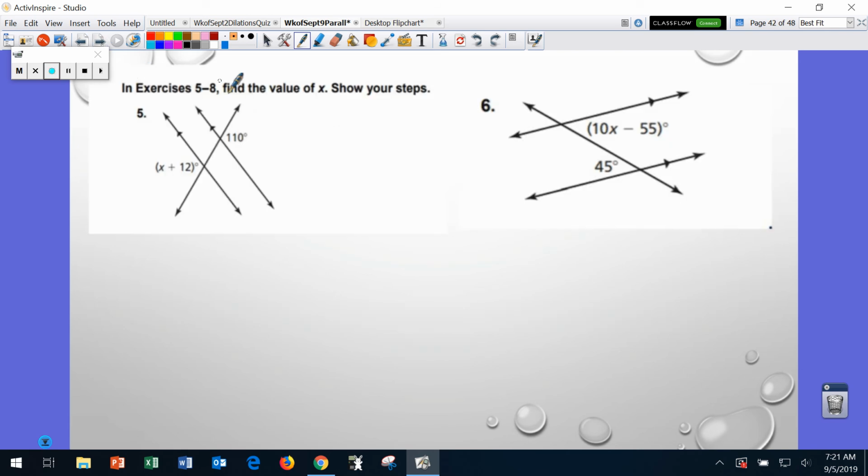All right, so it says in exercises 5 through 8, find the value of x and show your steps. So you have to show your work.